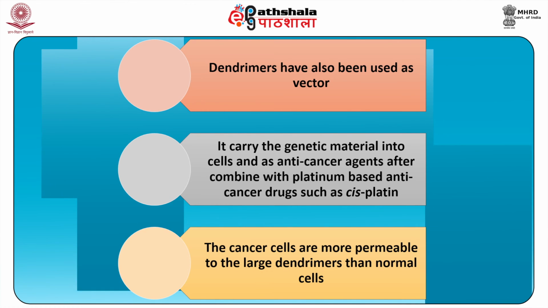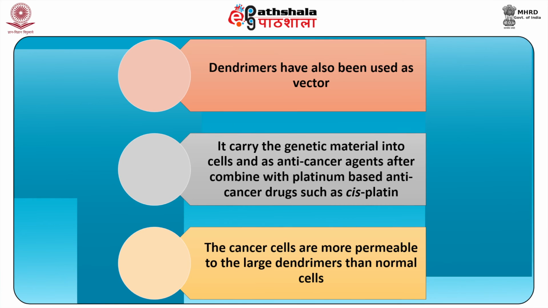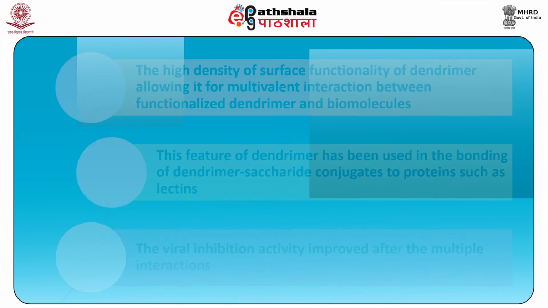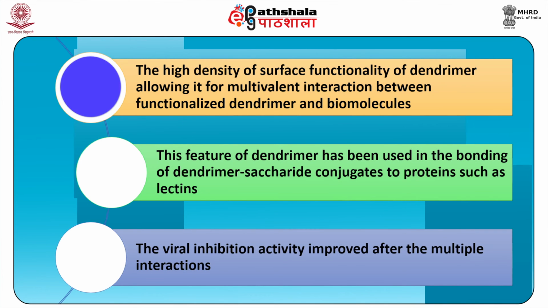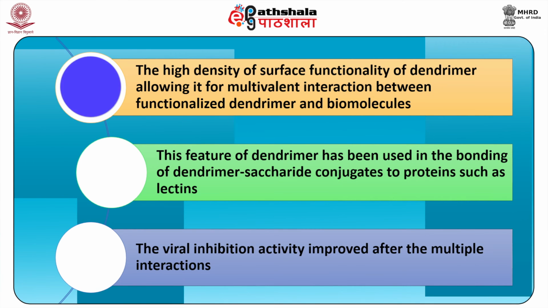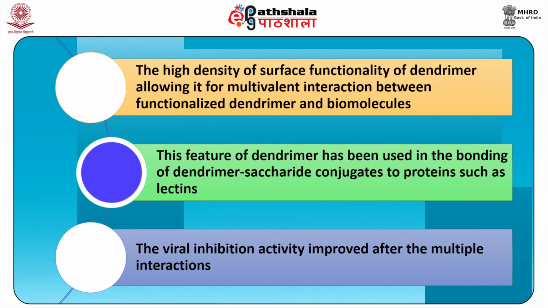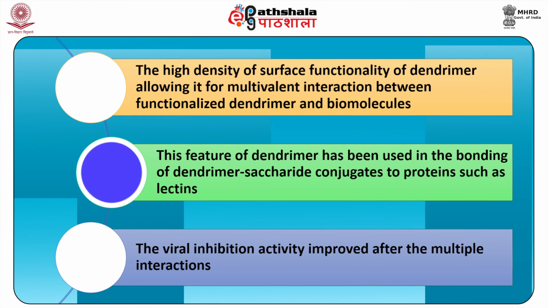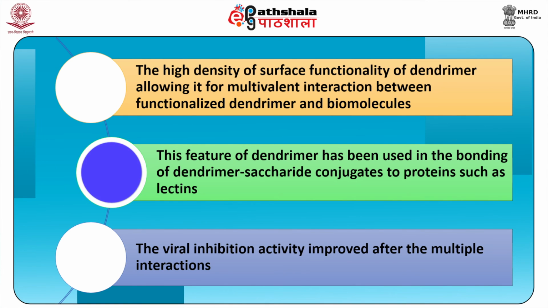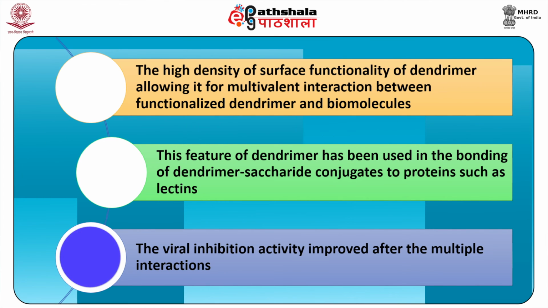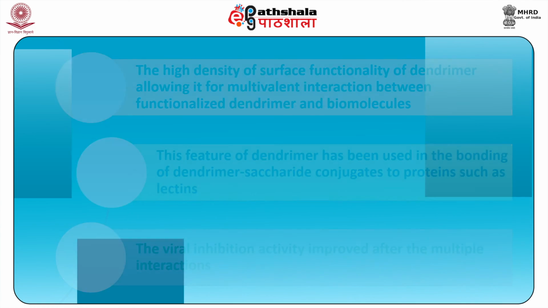The cancer cells are more permeable to the large dendrimers than the normal cells, which are non-cancerous. The high density of surface functionality of dendrimer allows it to build multivalent interactions between functionalized dendrimer and the biomolecules. This feature of dendrimer has been used in the bonding of dendrimer saccharide conjugates to proteins such as lectins. The viral inhibition activity improved after the multiple interactions of the same.